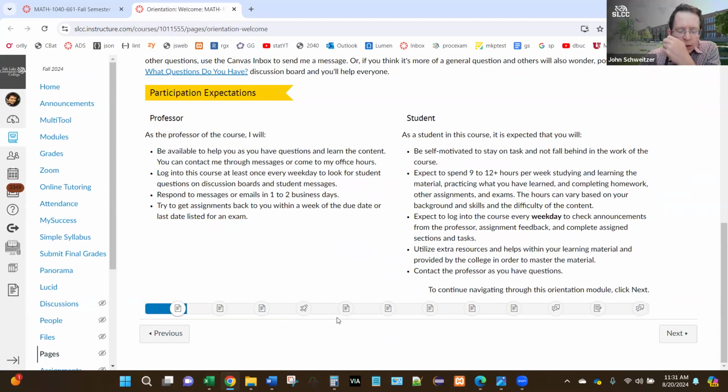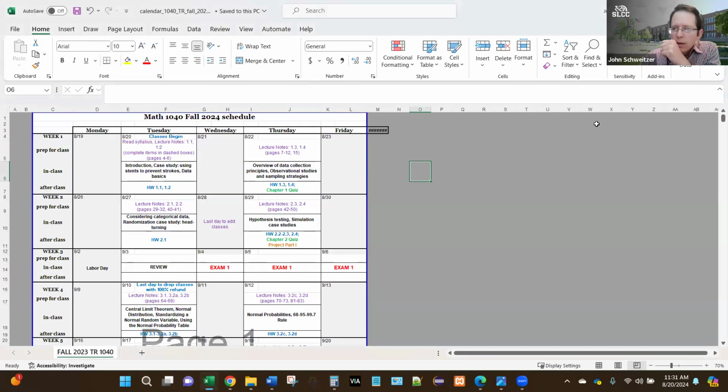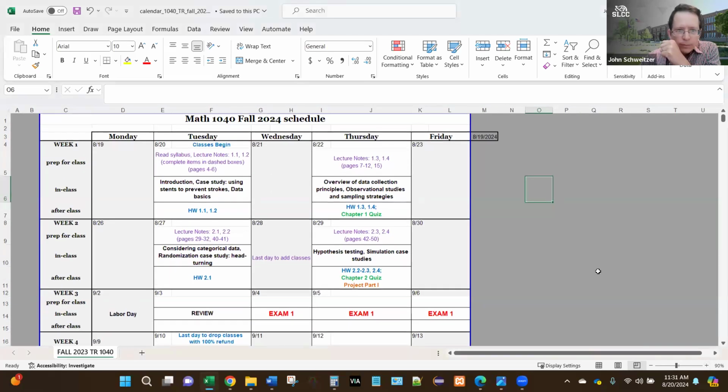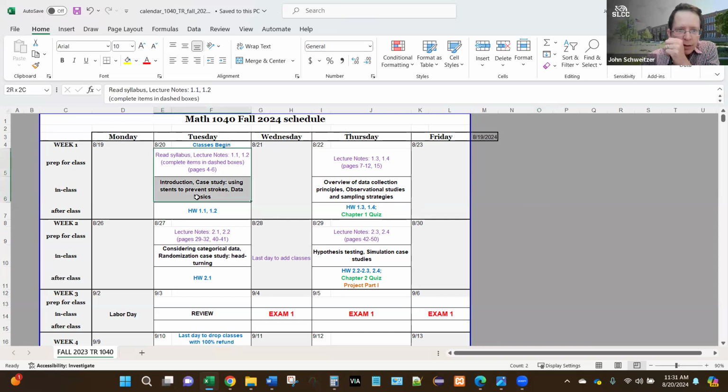There's also a calendar in there, so if you work through the orientation, you'll find this calendar. Let's have a quick look at this. I think it's worth printing this out and having it at hand, so you're aware of what's going on in class. These are not due dates. These are what we're going to be talking about in class on various days, at least what we have planned for those days.